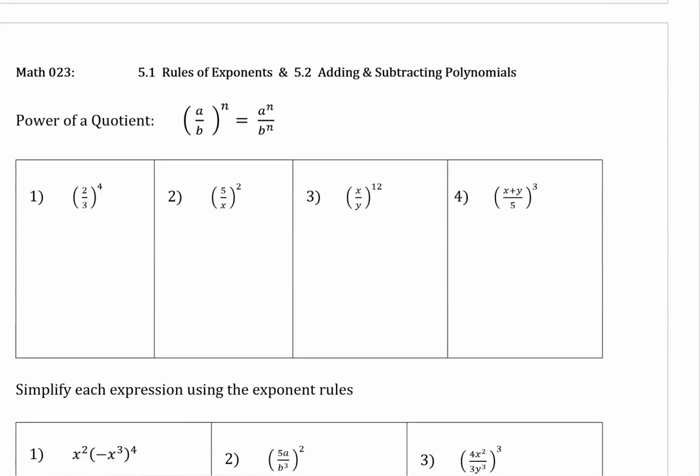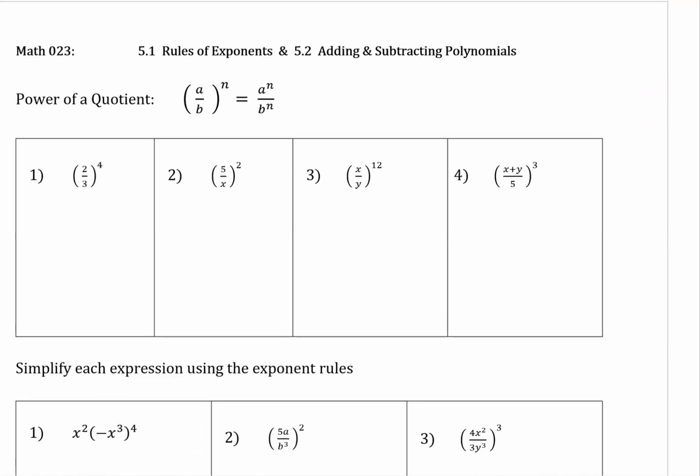All right, let's look at another rule. Power of a quotient. Quotient is division. So you have a base that is division and you have a power. So you need to take that power to everything in the numerator and everything in the denominator. And again, be ready to use more than one rule at a time.